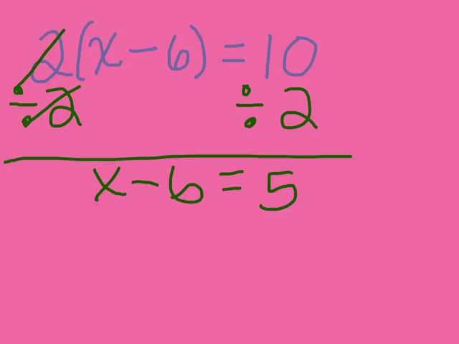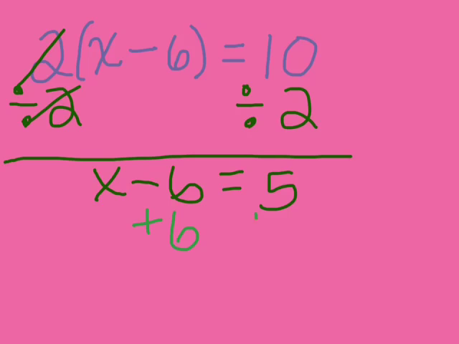So now this just looks like a one-step equation with an x minus 6 on the left side. So we have x minus 6. So what's my variable? It's x. What's with it? Minus 6. How do I undo minus 6? Well, I add 6.